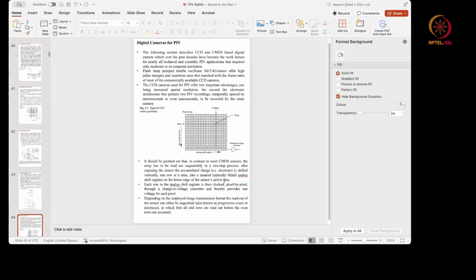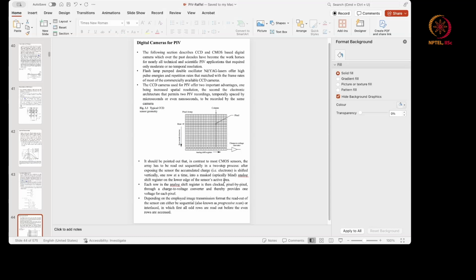Okay, so let's look at the digital cameras. In this section, we describe the CCD and CMOS based cameras, which we have already covered a little bit. We are also talking about flash lamp pumped double oscillator Nd:YAG lasers, which provide high pulse energies. And they have a rep rate that matches the framing rate of the cameras, typically 10 Hertz. The cameras can also go up to 10 Hertz. You can go to high speed lasers.